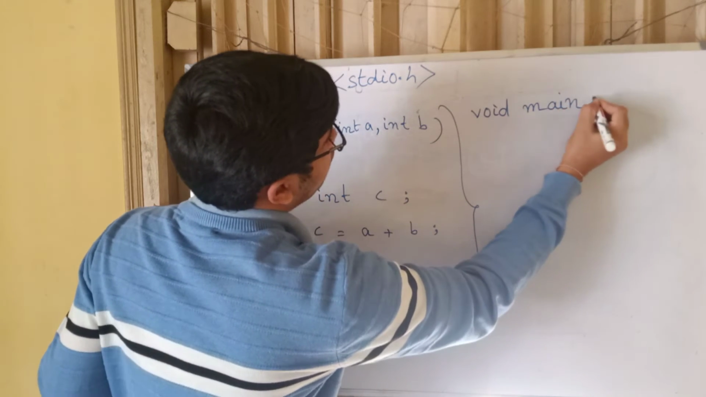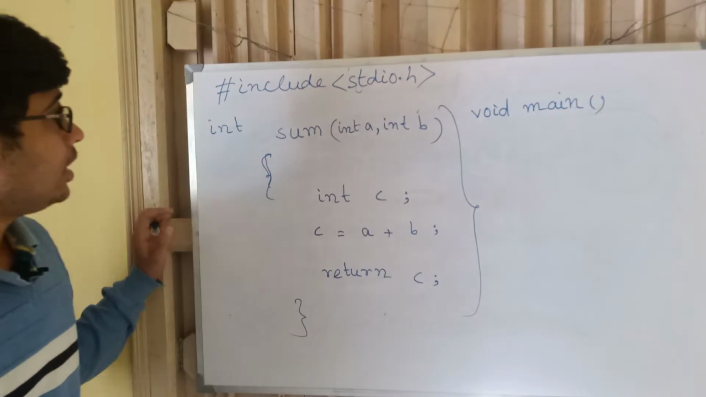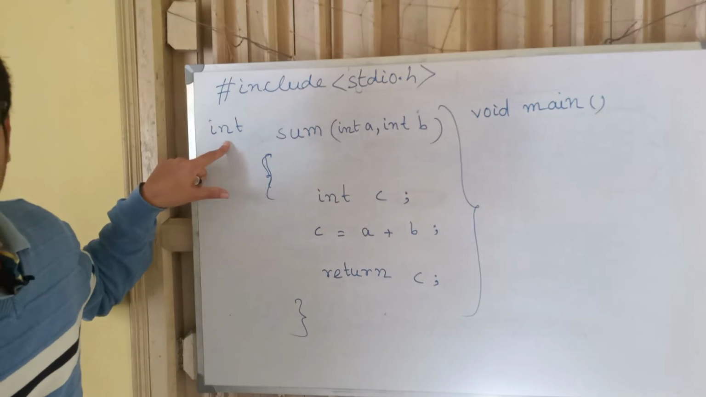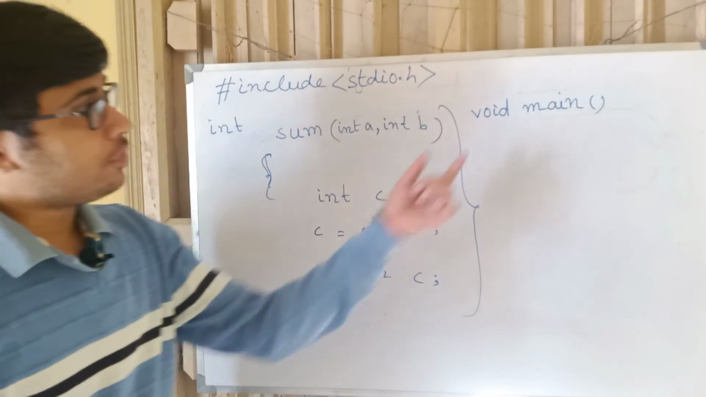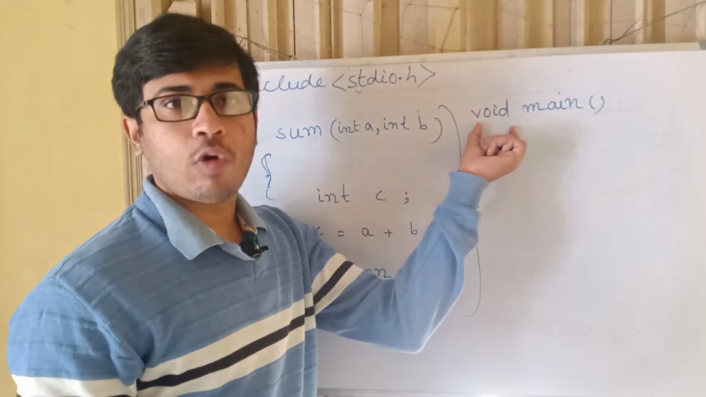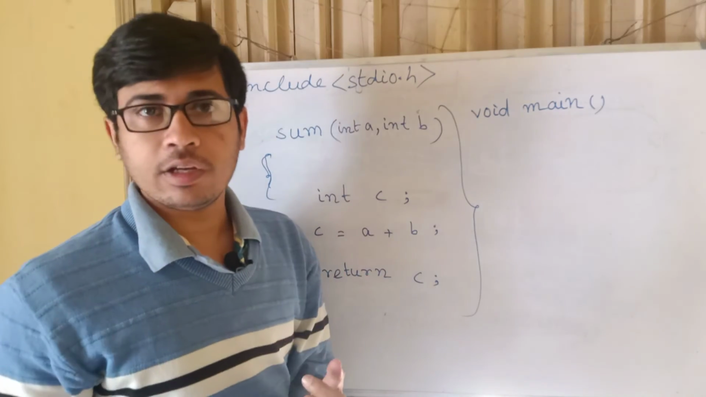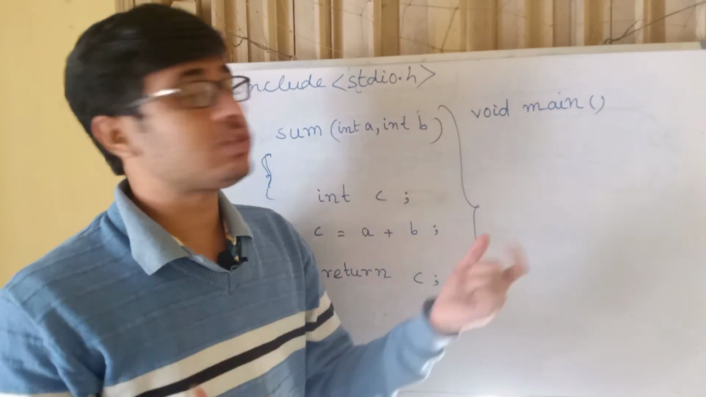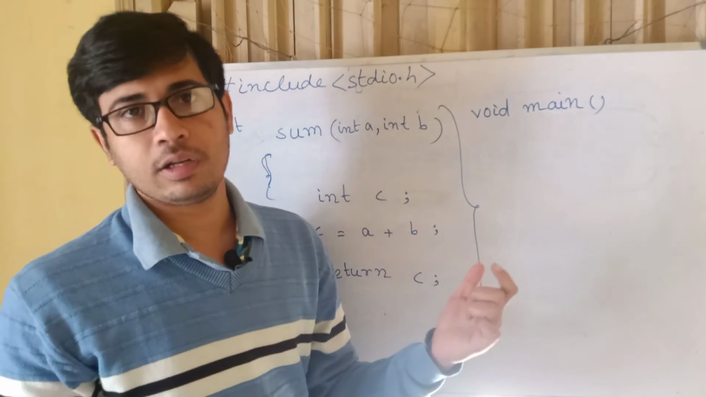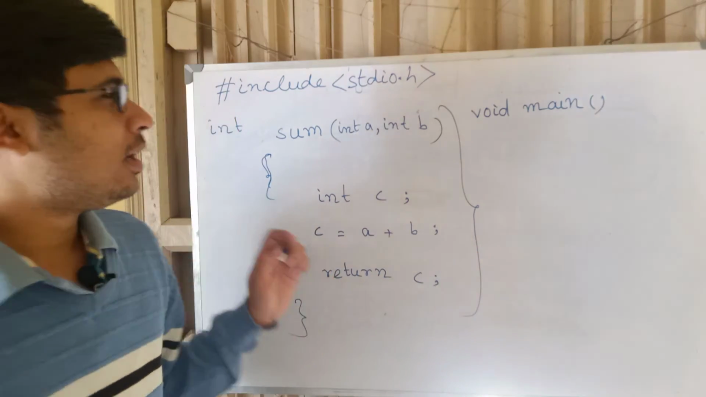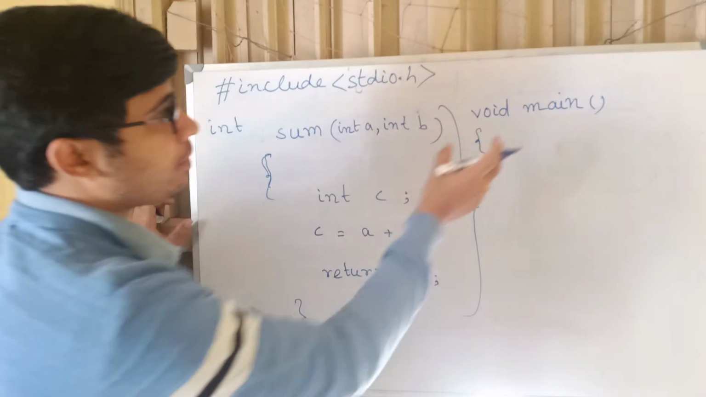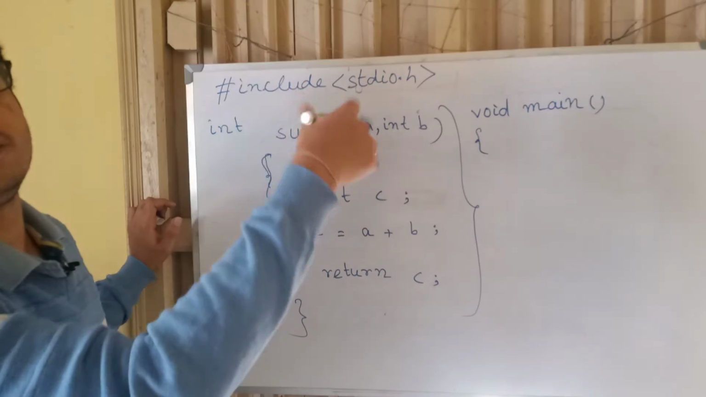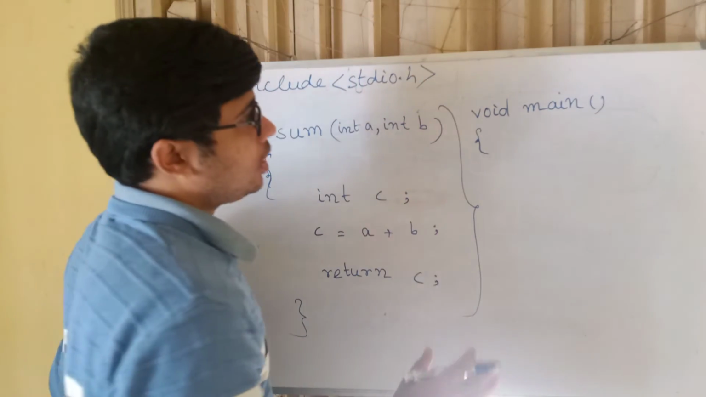Now you got why we are using void here? We are using int here. Int means we are returning an integer. In this portion we are giving void, which means we are not returning anything. Void means nothing. So void main means the main function is not returning anything to the compiler.